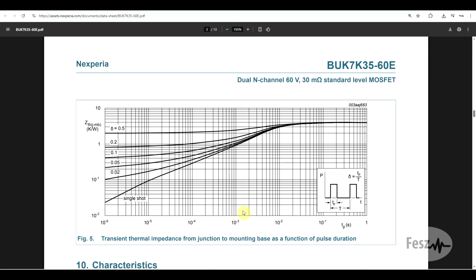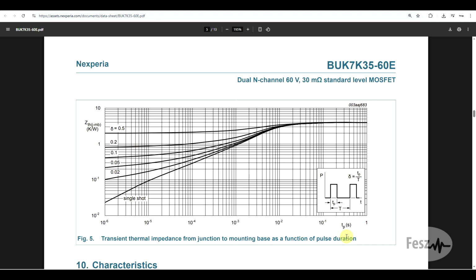So this sort of graph illustrates an equivalent thermal resistance that can be used when the power dissipation pulse width and period is known. So you can either have periodic pulses with different duty cycles, or even the single shot is documented. So this will help in estimating the junction temperature for various transient times.